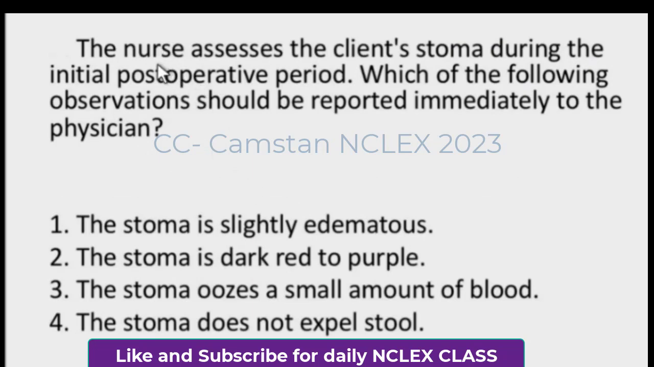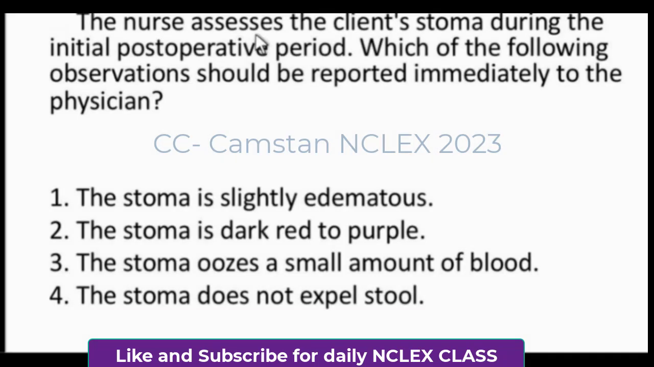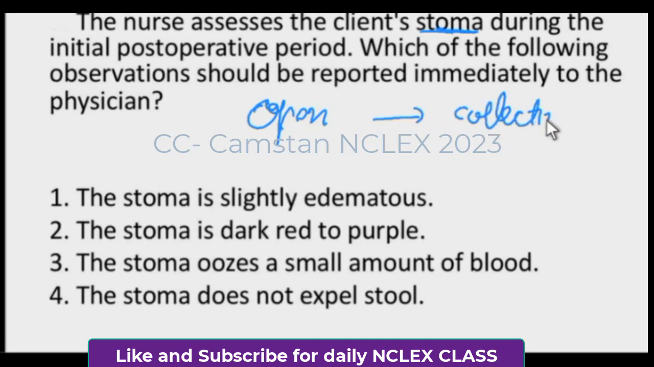Another question is, the nurse assesses the client's stoma during the initial post-operative period. Which of the following observations should be reported immediately to the physician? Before starting the question, let's read what a stoma is. A stoma is a small opening that is made in the abdomen, which is used to remove body waste such as feces and urine into a collection bag. This is a stoma.